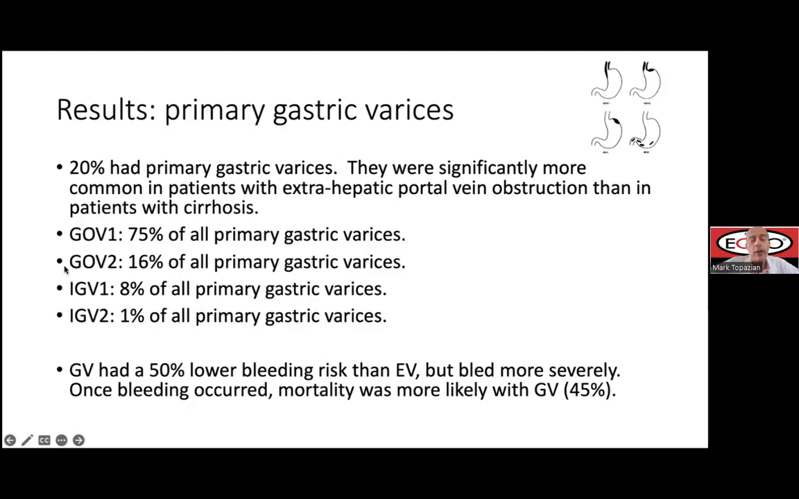So about a quarter are within these categories, which are the big fundal varices. And of course, GOV2 also has communicating esophageal varices, not the case with IGV1. And then IGV2, those ectopic gastric varices, were only 1% of all primary gastric varices. So in his series of 562 patients, he only had a small number that primarily had IGV2.